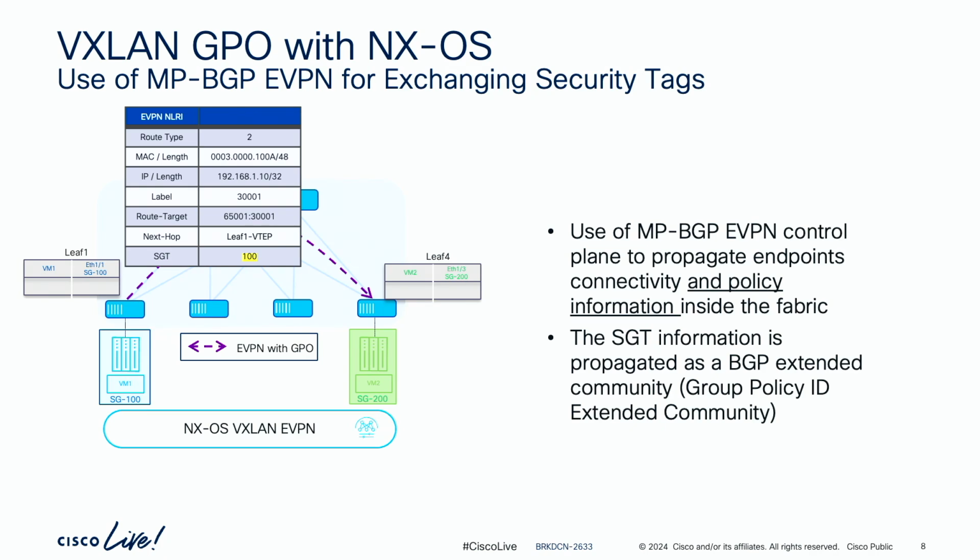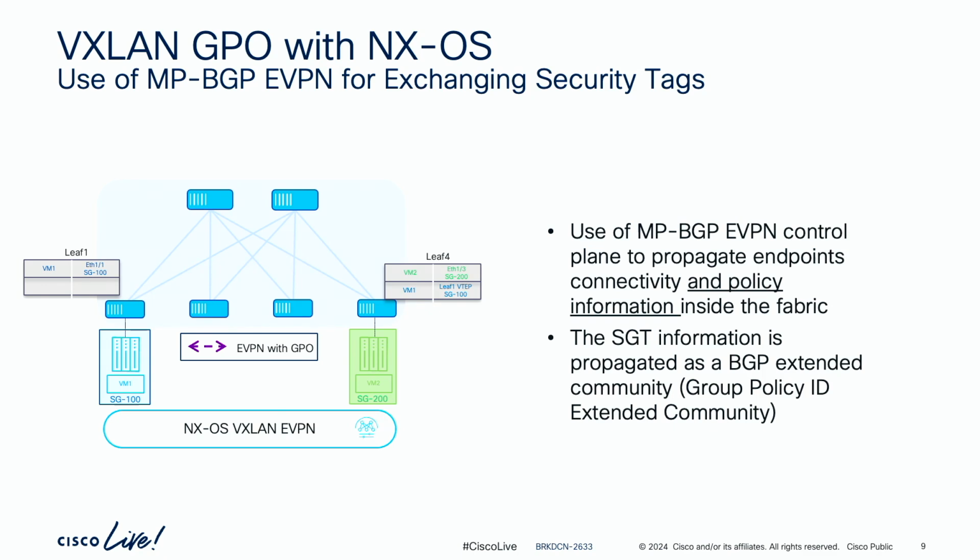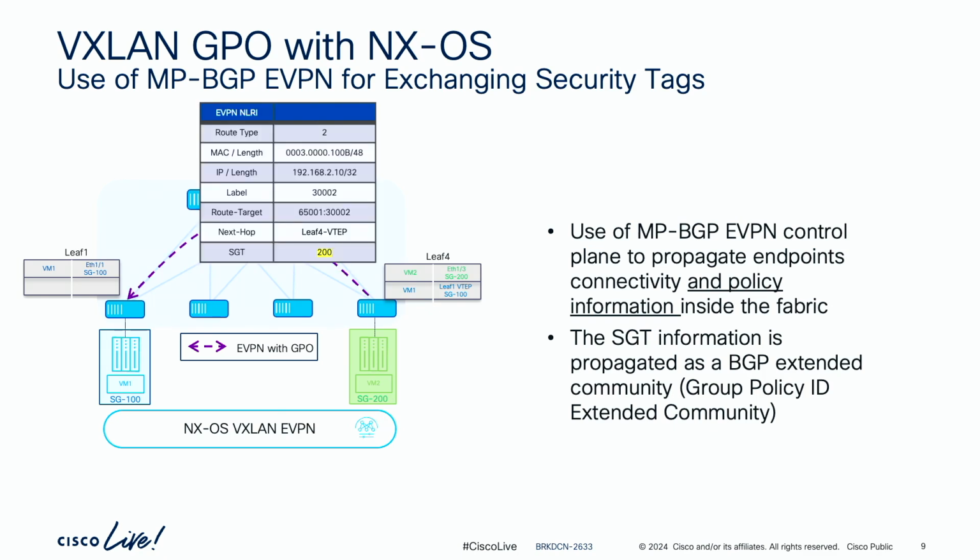The receiving leaf uses that information to add in its table the fact that VM1 is connected to leaf 1 and belongs to the group 100 in this example, right? In the opposite direction the same thing happens. I communicate the fact that VM2 is learned behind leaf 4 and it belongs to group 200. And leaf 1 adds that information in its EVPN table and then in the hardware forwarding table.